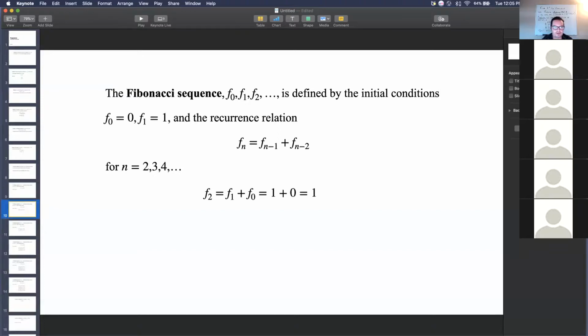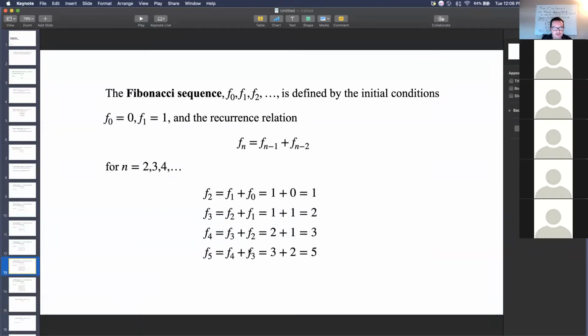So if we want to define f sub 2, well, that's equal to f sub 1 plus f naught, which is 1 plus 0. Those are already defined, so that's 1. F sub 3 is equal to f sub 2 plus f sub 1, so the sum of the previous two terms, so 1 plus 1. F sub 4 is the sum of the previous two terms, so 2 plus 1 is 3. F sub 5 is the sum of the previous two terms, and so forth and so on. And this goes on forever.